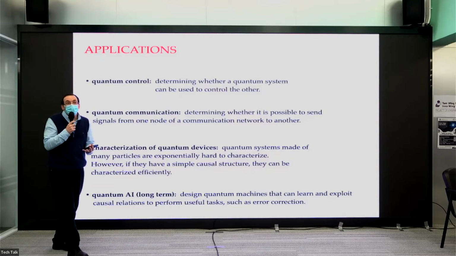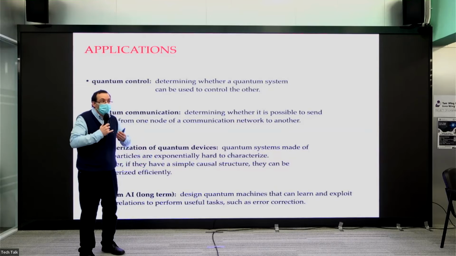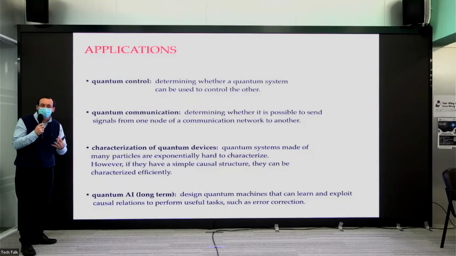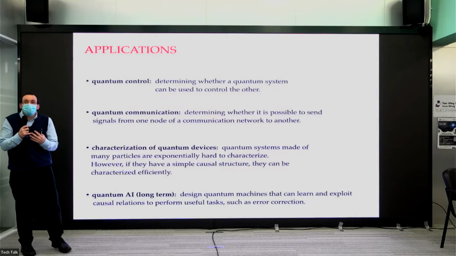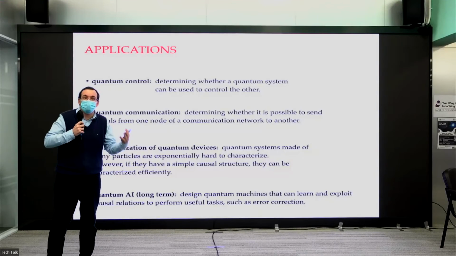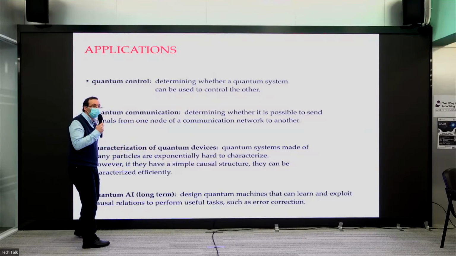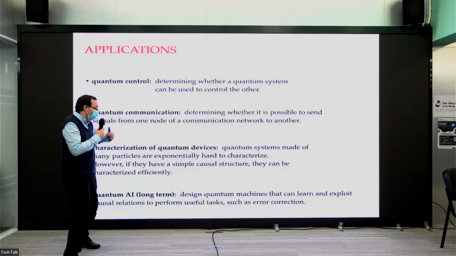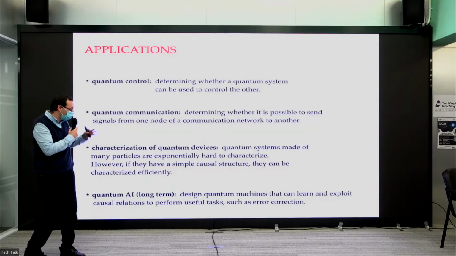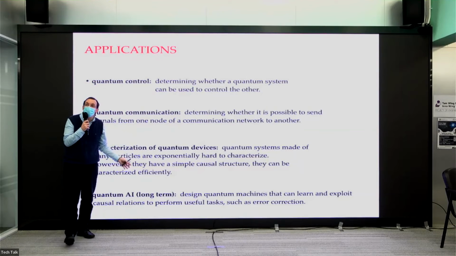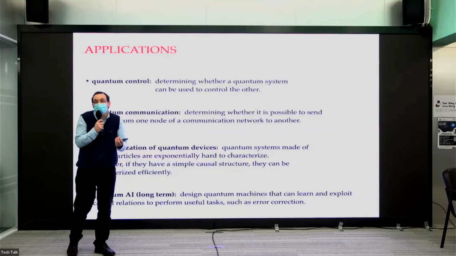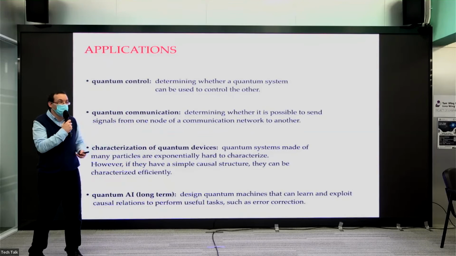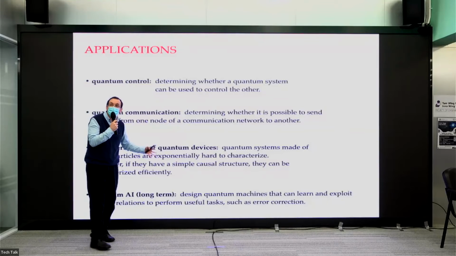And now checking the behavior of a device is actually pretty hard, because when the device has many inputs and many outputs, it requires an exponentially large size of statistics to have a full characterization of the device. But if the device has some simple causal structure, if the causal relations between the inputs and the outputs are relatively simple, then you could characterize them efficiently. So if you are expecting your device to have a certain causal structure, you could first test for it. And if you know that it has that causal structure, you could characterize the device faster.